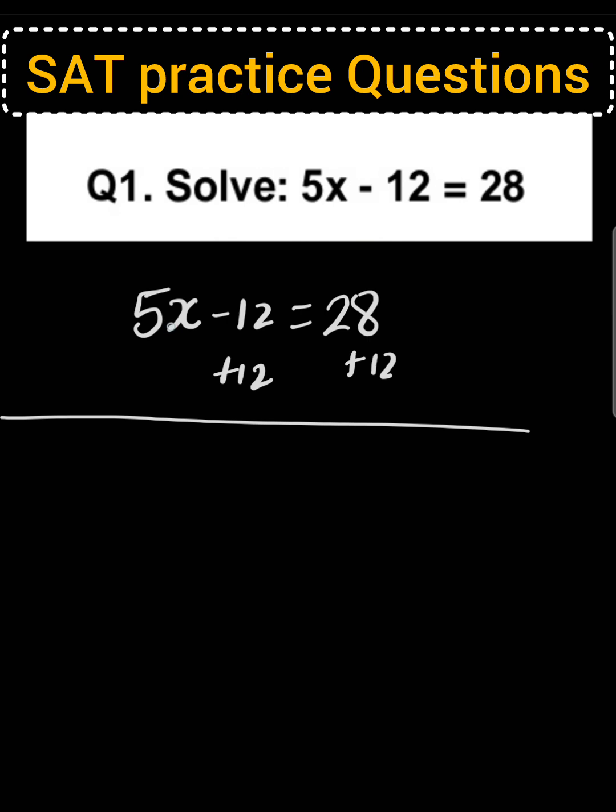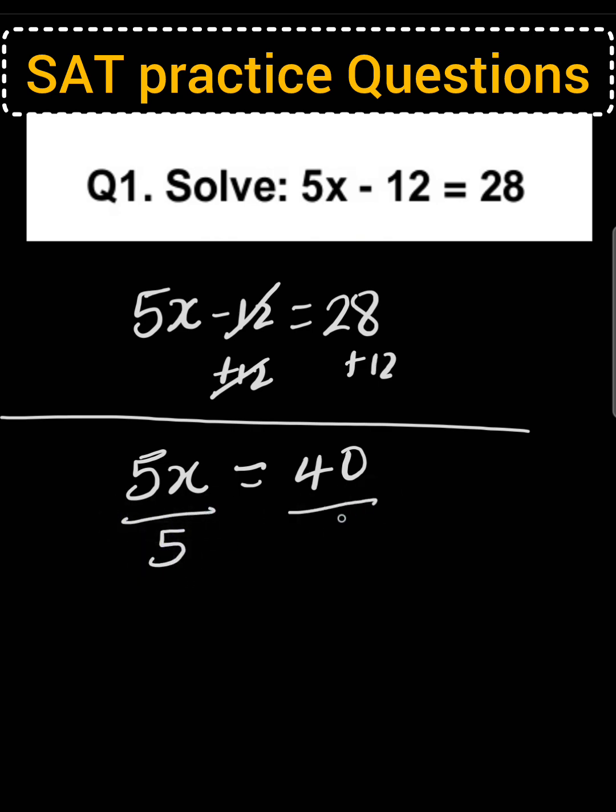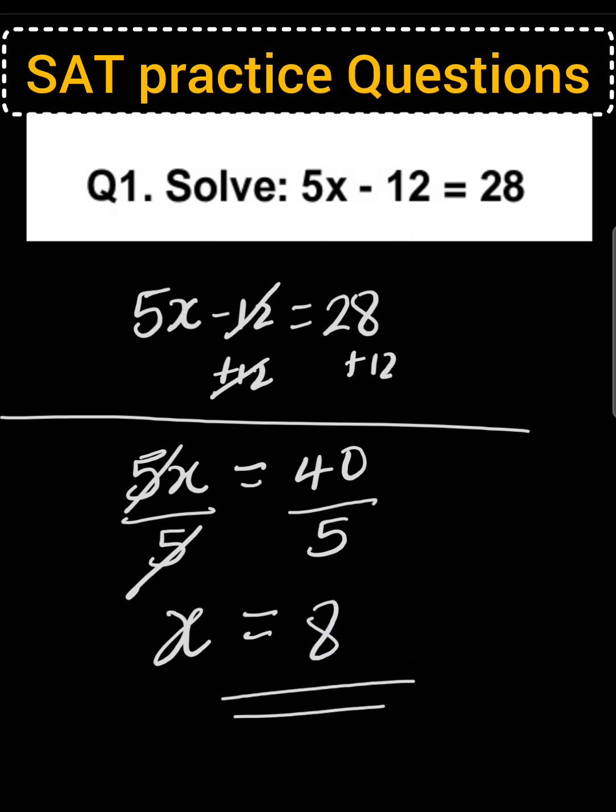When we do that, the left side is going to be 5x, then negative 12 plus 12 is going to cancel, which is equal to 28 plus 12, which is going to give us 40. The next step is to divide both sides by the coefficient of x, which is this 5. Then we divide the left hand side by 5 and the right hand side by 5, so that this 5 is going to eliminate this 5. On the left hand side we are left with only x, which is equal to 40 divided by 5, which gives us 8. Therefore 8 is the value of x from this equation.